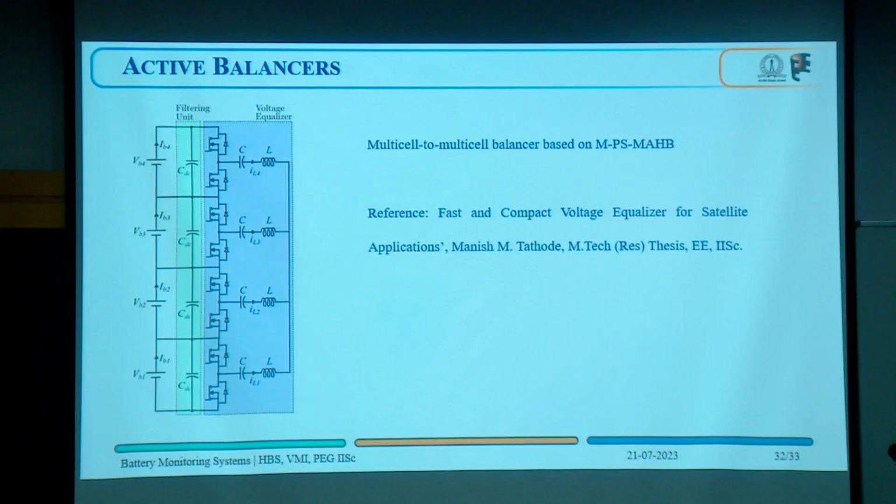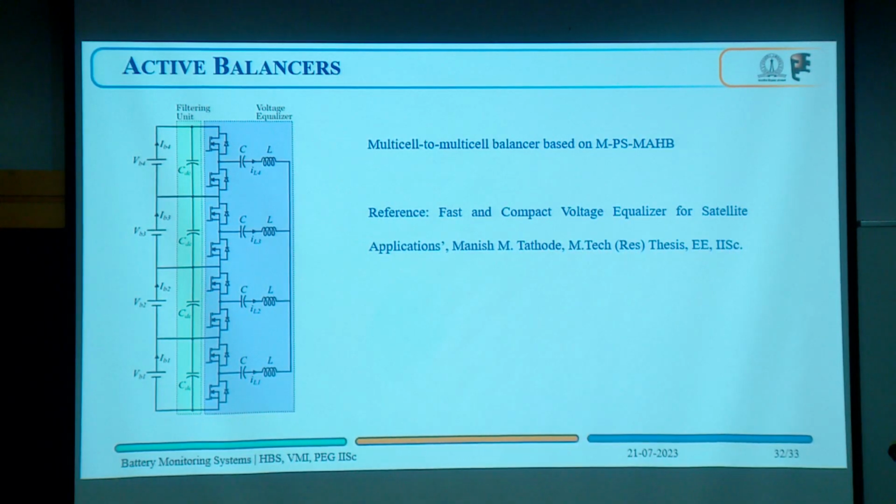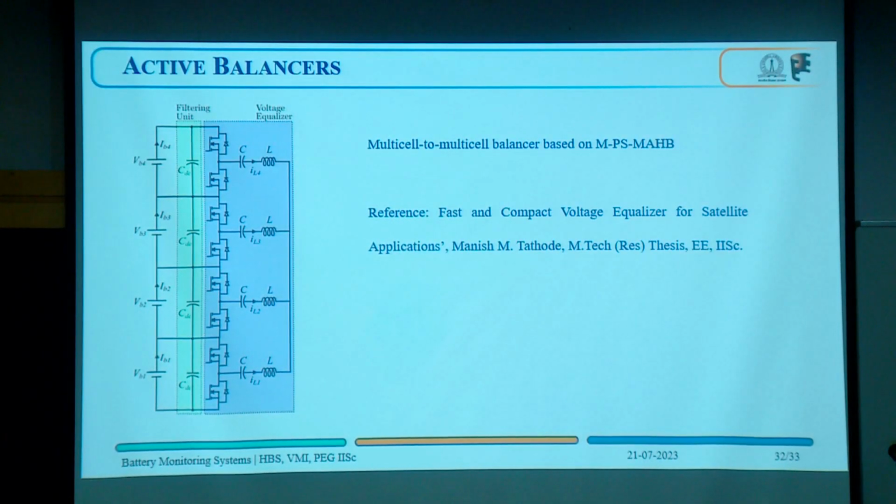But algorithms like the cell to cell balancer or cell to stack balancer can be very slow. Therefore there is the multi-cell to multi-cell balancer. This is the work by Manish, who was an MTech research student here working with Professor Vinod. This is the multi-active half bridge topology that balances out multiple cells at a time, so we can achieve the balancing at a very fast rate.